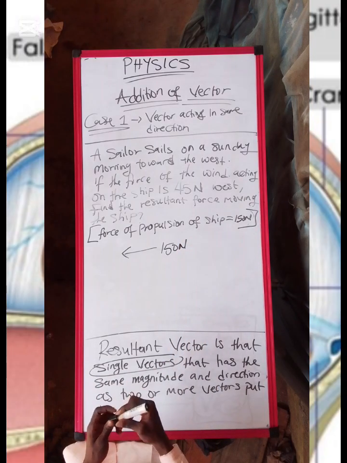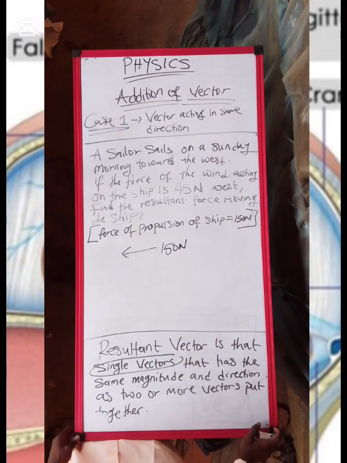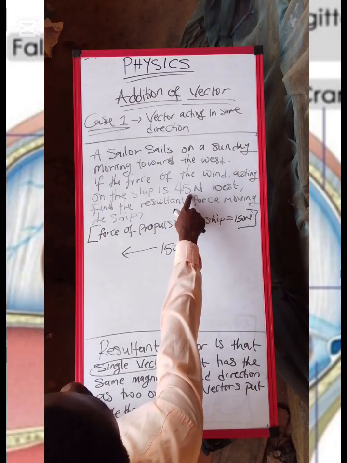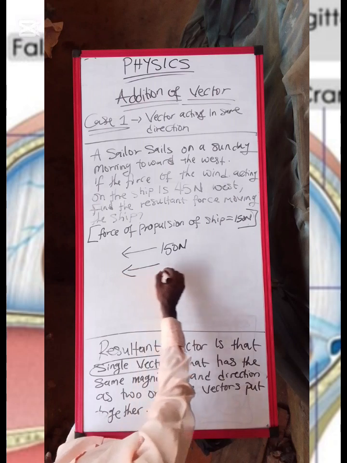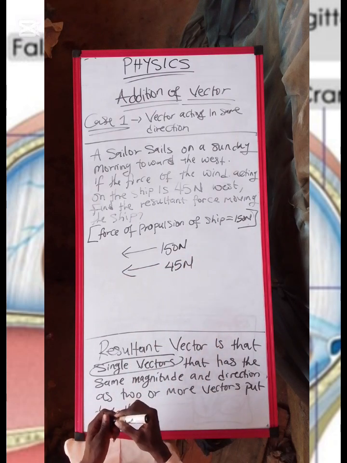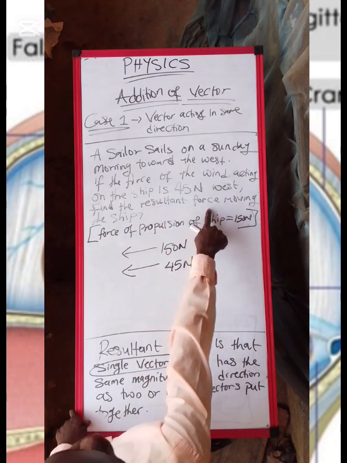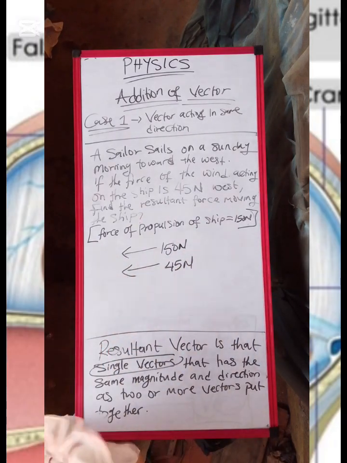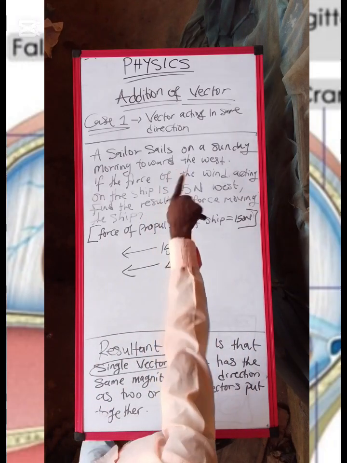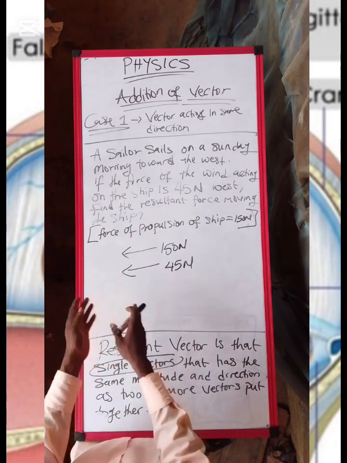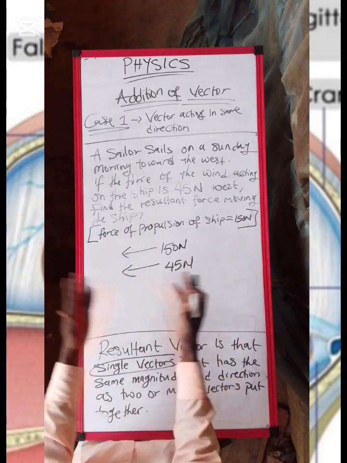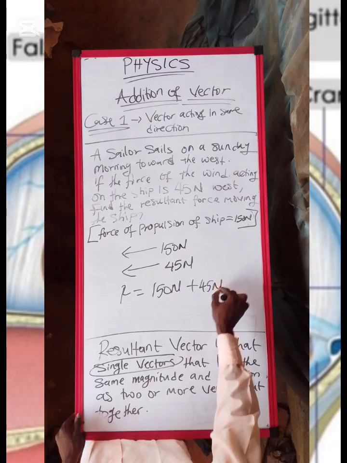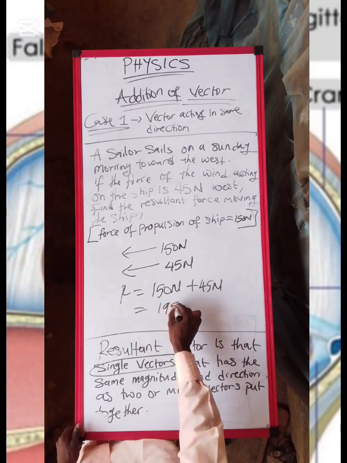And then there is also wind pushing the ship. According to the question, the wind is also pushing the ship with a force of 45 Newton towards the west. Now you are asked to find the resultant force moving the ship. So what are you going to do? Since both forces are going in the same direction, you just sum them up. For vectors acting in the same direction, you get their resultant by directly adding them up, normal addition. So the resultant will be equal to 150 Newton plus 45 Newton, which is a total of 195 Newton.